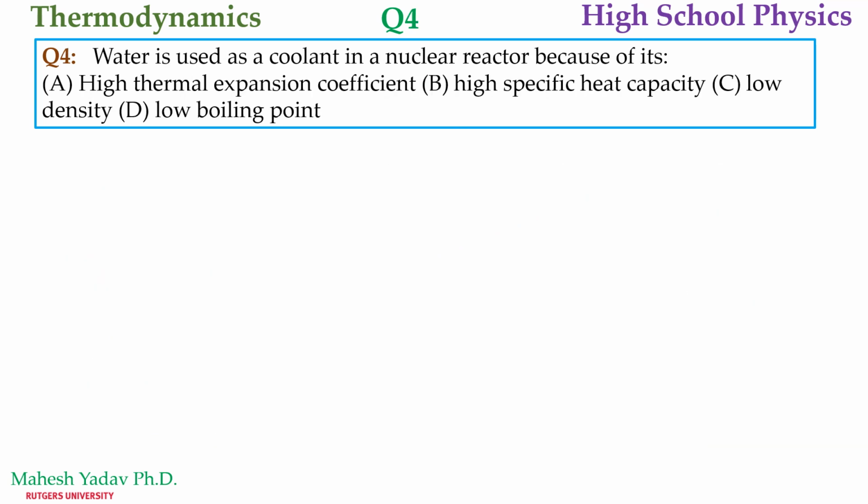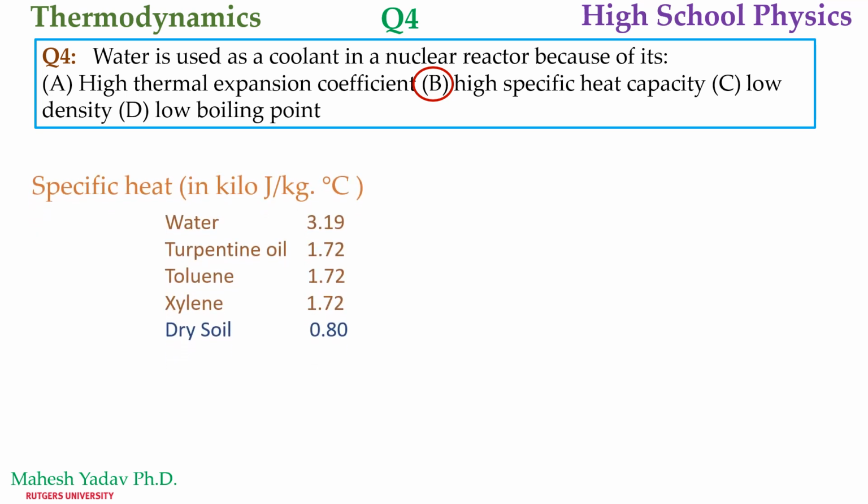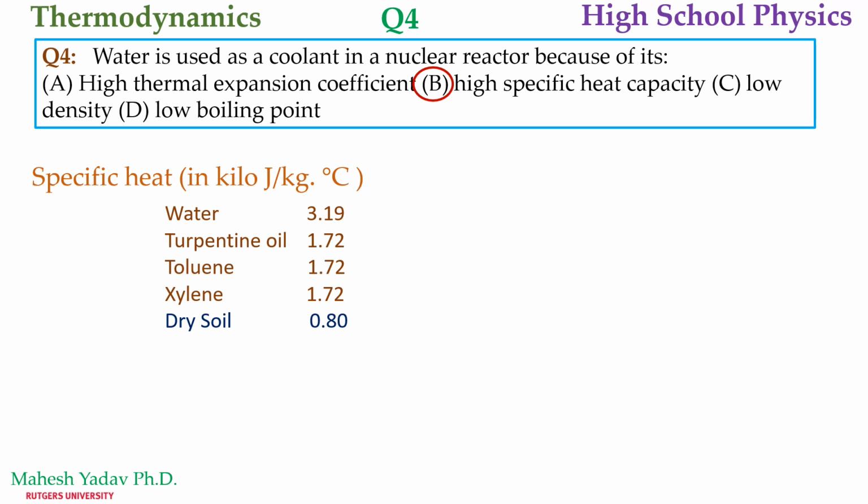Here they are asking why they use water as coolant in nuclear reactor. The answer is high heat capacity because you should use fluid that can take away the heat without raising much of temperature. Other factors like thermal expansion does not matter. Low density and low boiling point do not vary more for water to other liquid, so it should not matter. Hence, the choice is water. A kilogram of water can absorb more heat for raising the temperature by 1 degree centigrade. That is the definition of specific heat capacity.